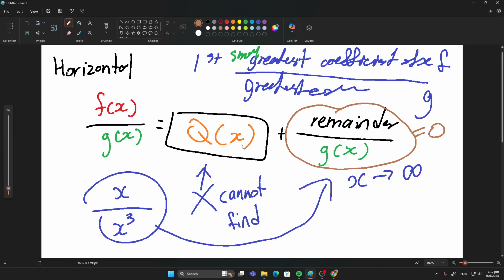So back to what I was saying, maybe I'll use orange. Because we cannot find q(x), what does this mean? This means that q(x) equals 0. There you have it, my first case. y equals 0. This is my first case. Right?